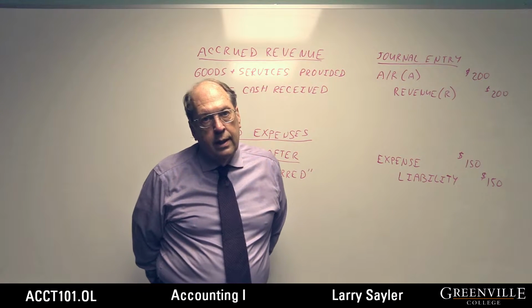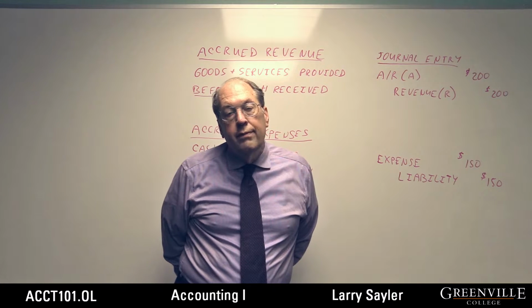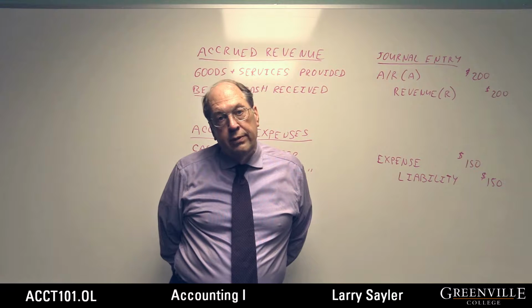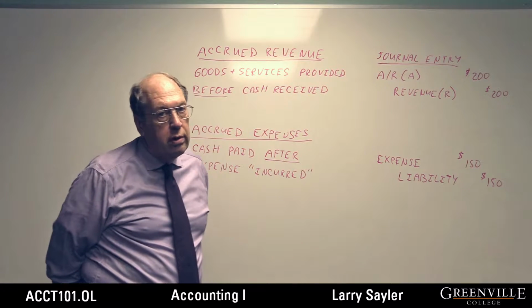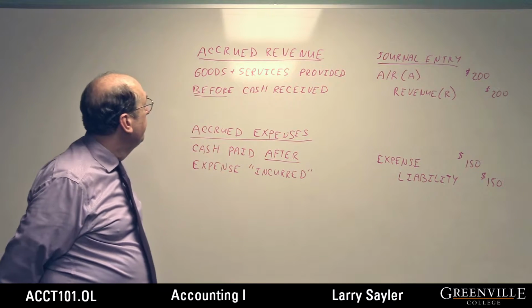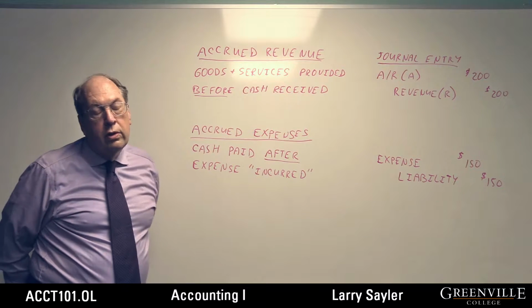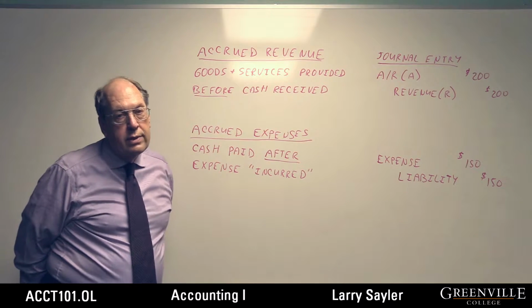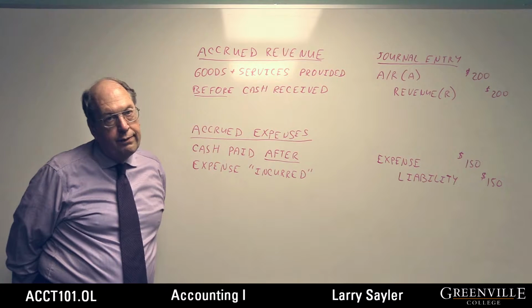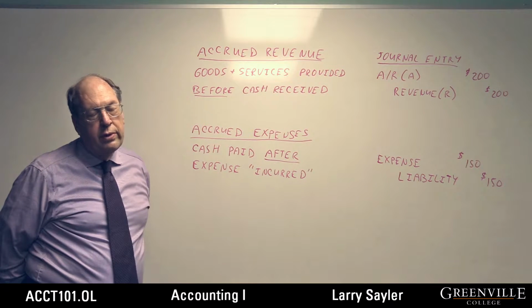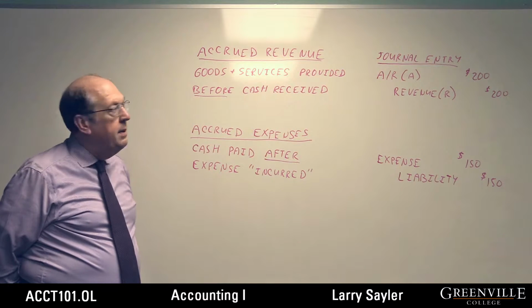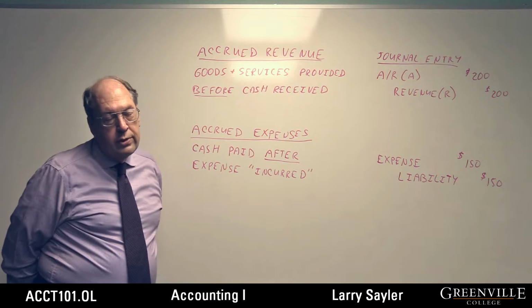Let's walk through 2 examples, an accrued revenue and accrued expense, and then we're going to have 3 other types of adjusting journal entries. But the first 2 are accrued revenue and accrued expense. So accrued revenue is when goods and services have been provided before the cash is received. If you think of going to the doctor's office, some doctors want you to pay on the spot, but my doctor is willing to bill me. So they bill me for my services.